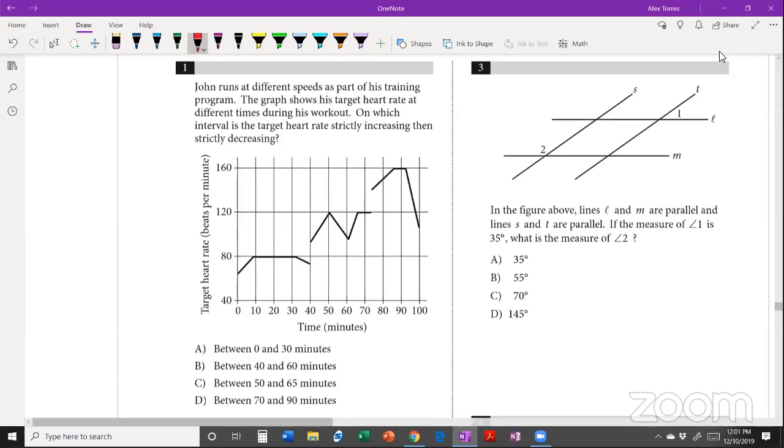Welcome to our discussion of College Board Practice Test 1, Section 4. Let's go ahead and get started.